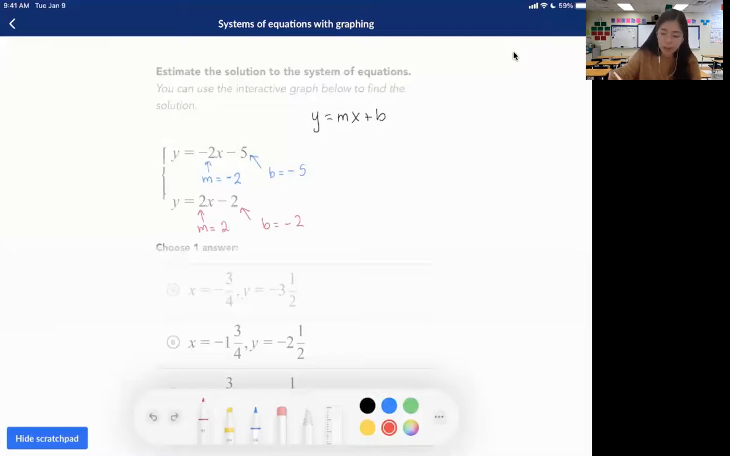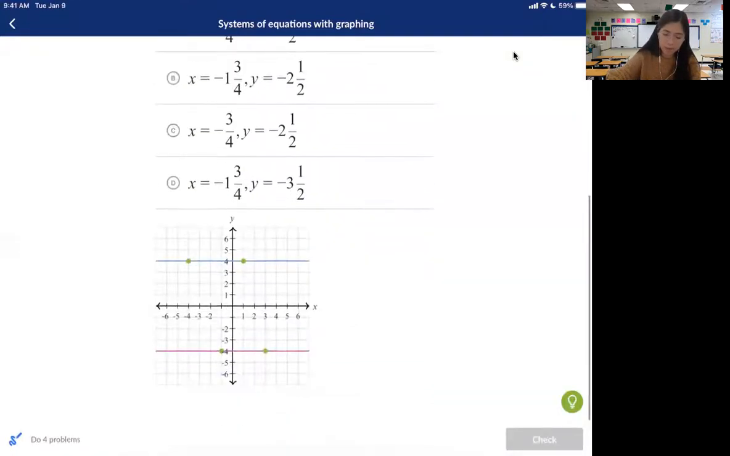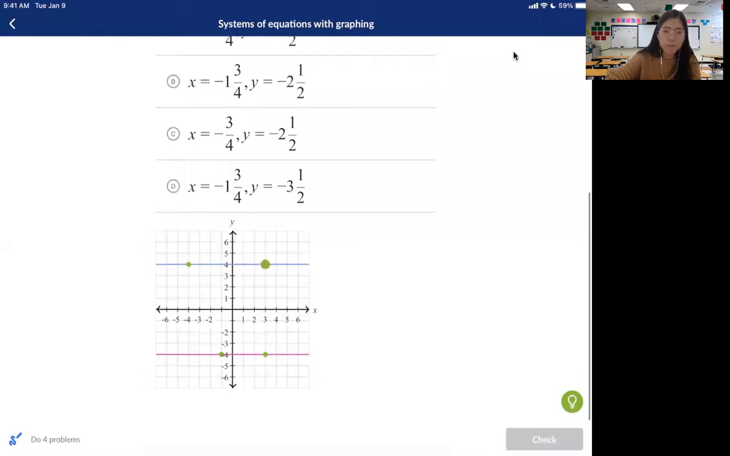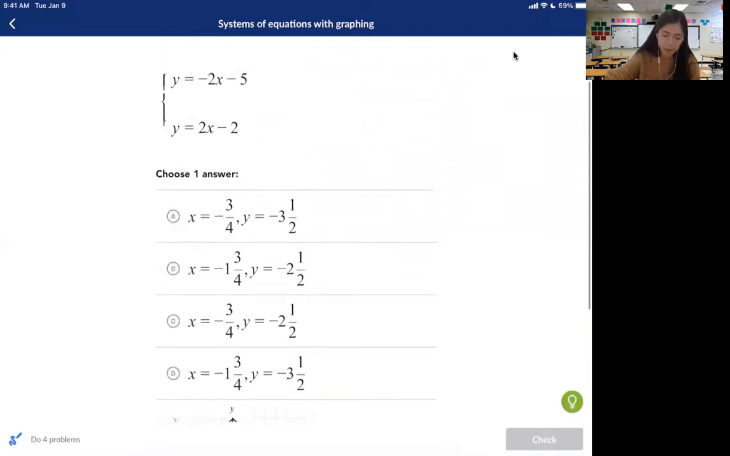So I'm going to start with the top equation. I know that the y-intercept is negative 5. So I'm going to go to my graph. I'm going to do the blue one, okay? And I'm going to put one of these dots on the negative 5. It's all the way down here, okay? Now let me go back.